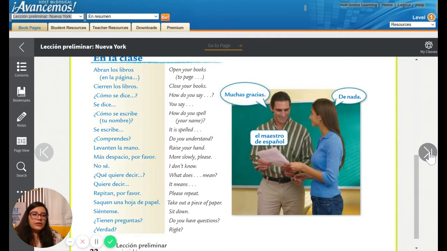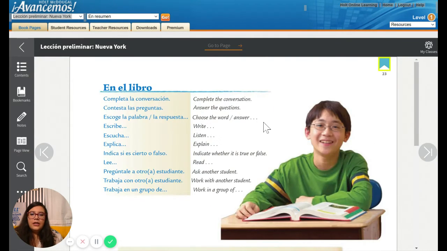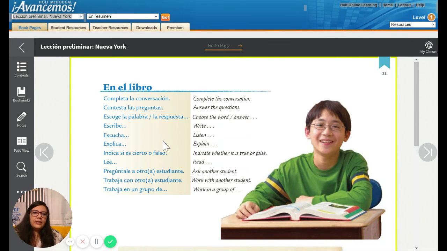And then similarly, I'm going to go back. Page 23 had the same idea, but this time it was focused on directions and phrases you hear, or you'll read, I should say, in the textbook. So conversations, or if you're working on things like completing a conversation, filling in blanks, choosing the right words or the right answer in general, reading, writing, explaining, working with other students. So it's just directions you'll most likely hear also in the classroom, but in the textbook too.